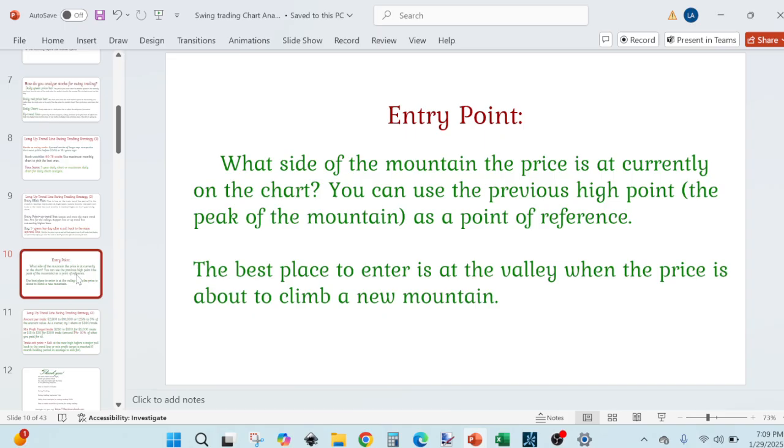So just determine your entry point, know what side of the mountain you are getting in, and the best place to get in will be at the valley when it starts climbing up. That way you'll be in the race longer, making higher profits. That way you won't have to get out too quickly. It won't be a short trade, buy and sell, but you will be able to hold it longer, accumulating more profits in it.